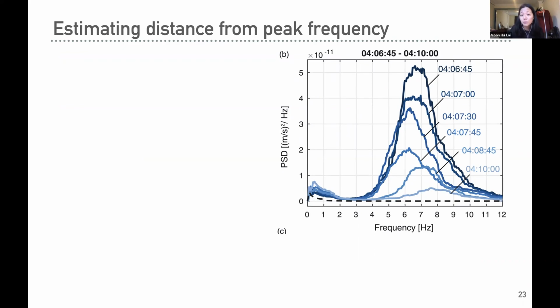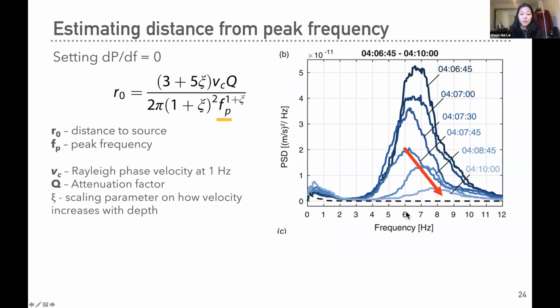So we have seen this plot before of power versus frequency over time. And we can measure the peak frequency by finding the maximum of the curve. And from the equation, we can also take the derivative, and that will give us an equation of R0 as a function of peak frequency, and with other constants such as Vc, which is the Rayleigh wave phase velocity at 1 Hertz, Q, which is the term that controls attenuation or how seismic wave decays in energy each cycle, and Kasi, which is a scaling parameter on how velocity increases with depth.